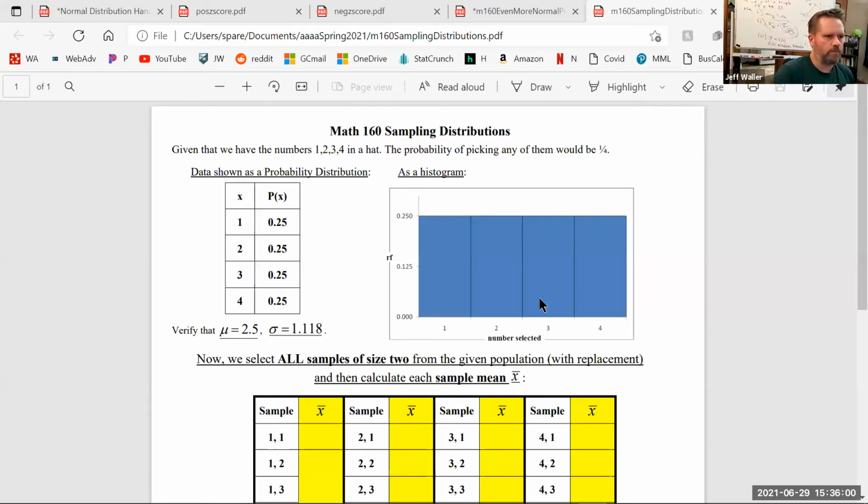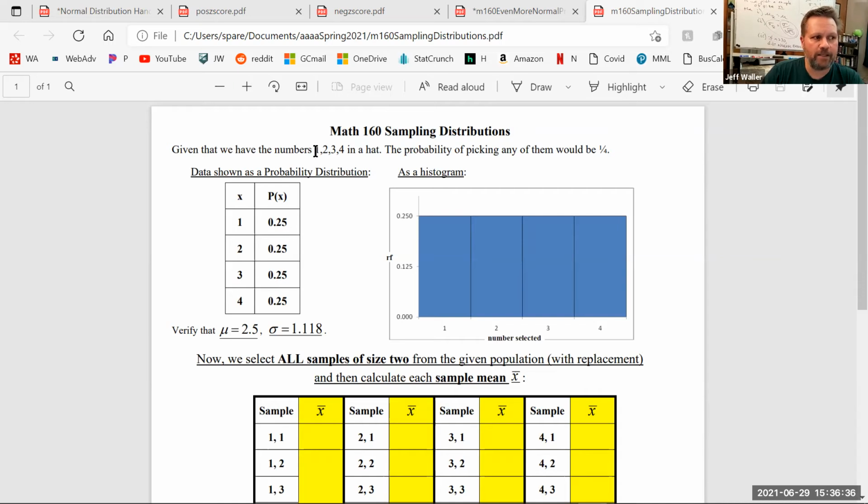So does this make sense? I put 4 numbers in a hat. To make this simple, this is not a continuous distribution, but is everybody cool with the fact that I can make the bars like this? So it goes from like 0.5 to 1.5. Remember doing that? Is this a normal distribution? No. It doesn't look like a bell at all. What kind of distribution is this? Uniform. It's a uniform distribution.